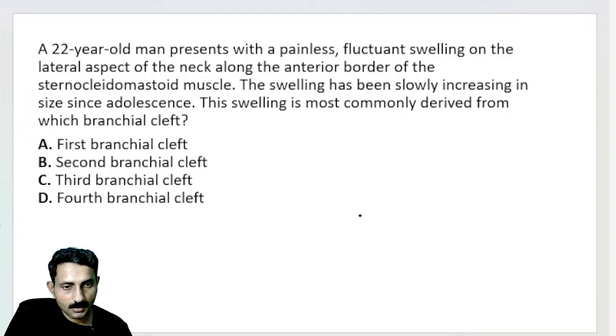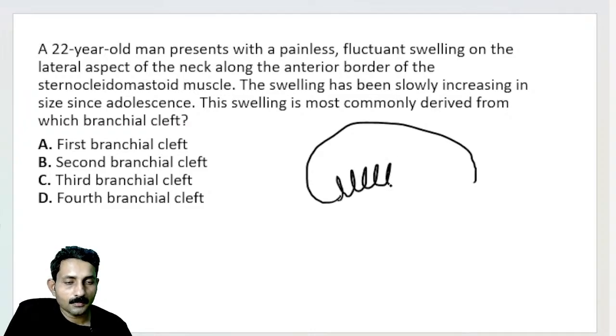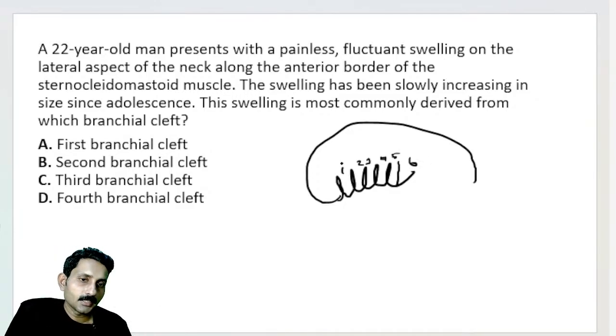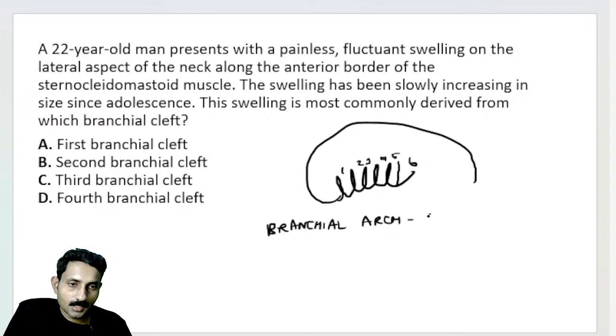As the neck develops, you must have seen in the embryology books, it will be like this. How many will be there? There will be 1, 2, 3, 4, 5 and 6. The fifth arch will disappear. They are called branchial arches. How many arches are there? Six arches, and the fifth arch will disappear, so we have 1, 2, 3, 4 and 6.